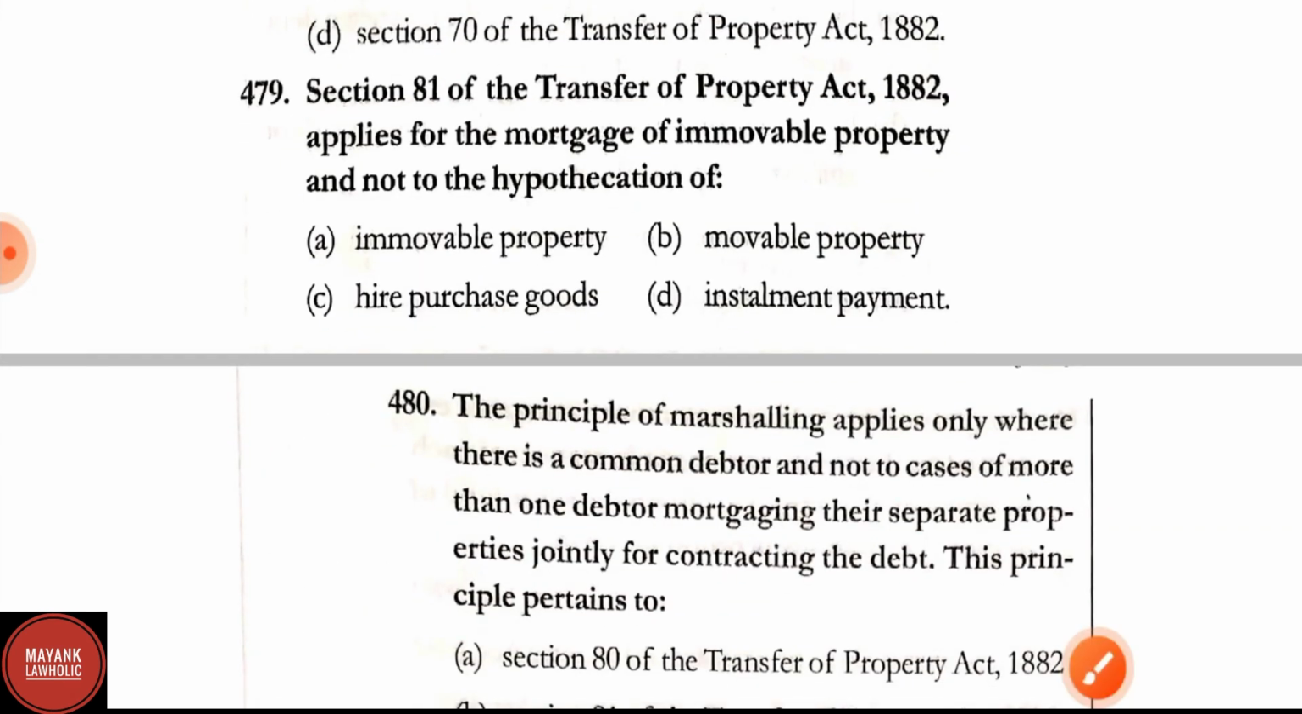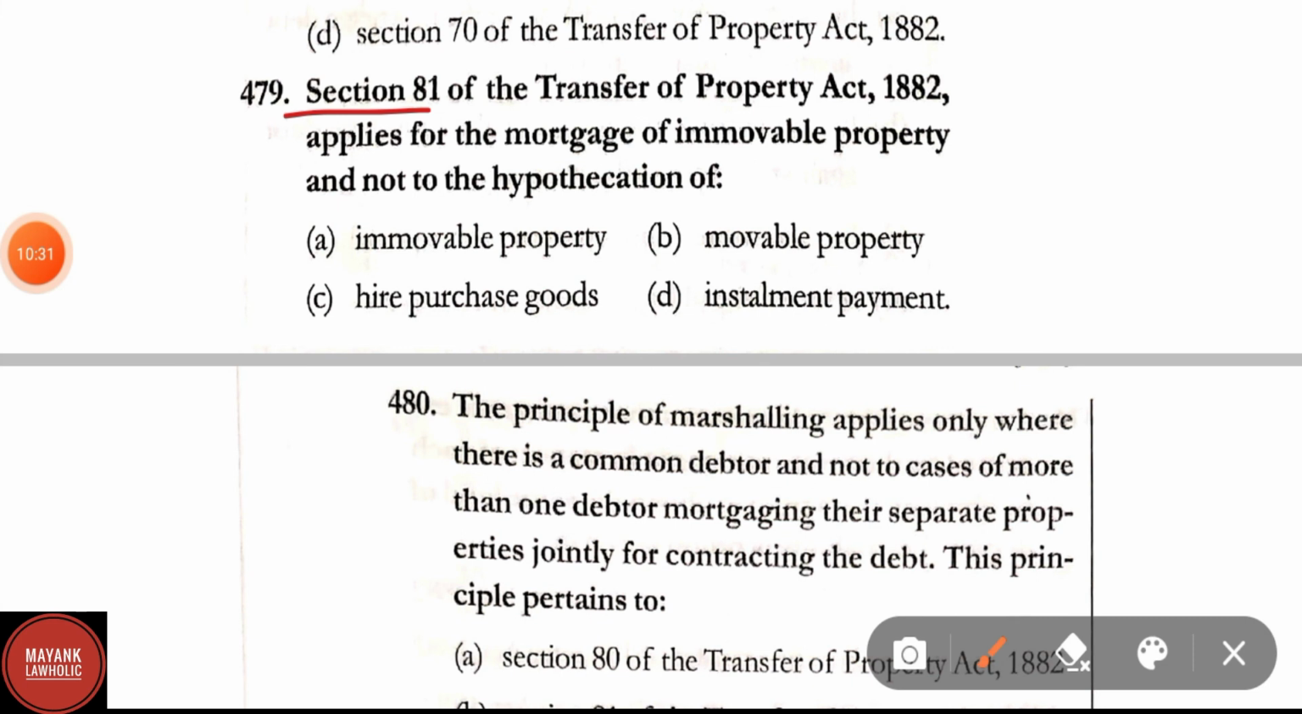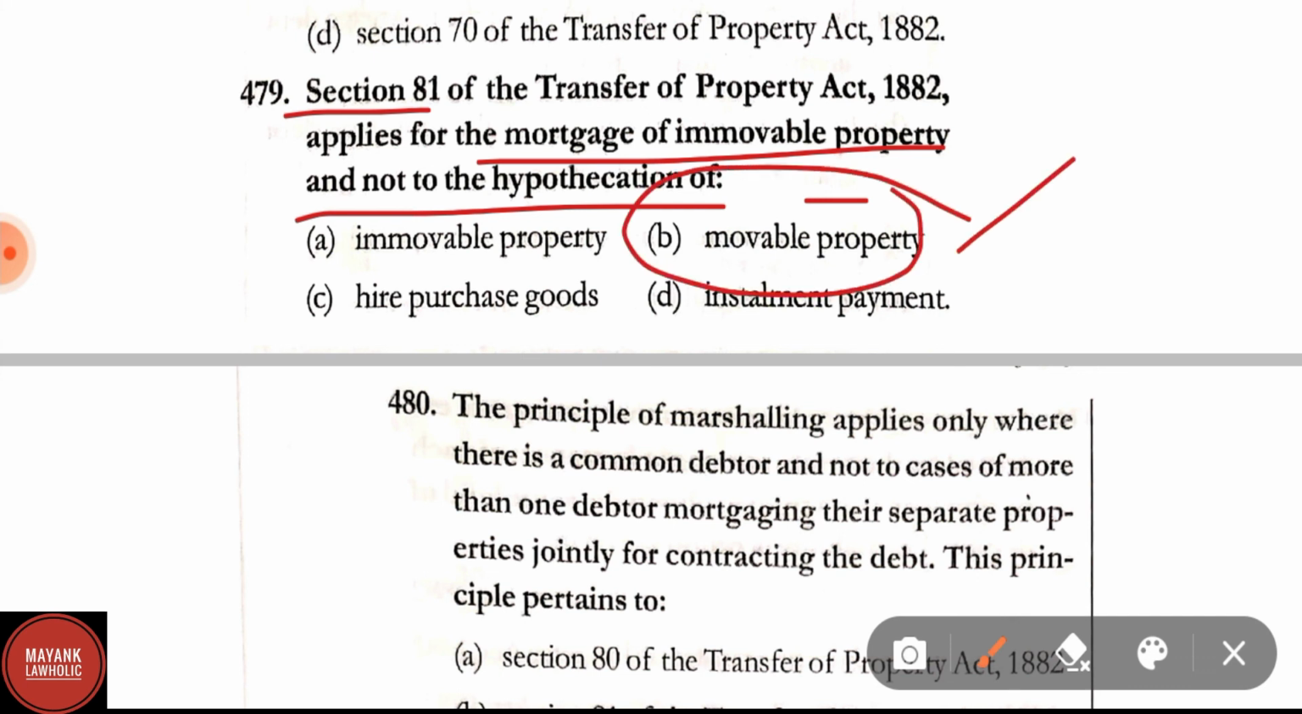Question number 479. Section 81 of the Transfer of Property Act applies for the mortgage of immovable property and not to the hypothecation of option A, immovable property, option B, movable property, option C, hire purchase goods, option D, installment payments. Here the correct answer is option B, movable property.